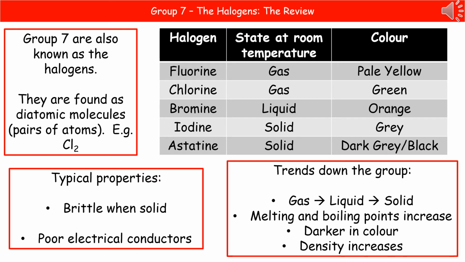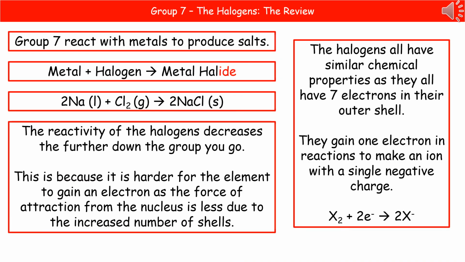And in terms of their colour, they start with a very pale colour, so we go from pale yellow to green to orange to grey to a dark grey black colour. They've got some typical properties that they're brittle when they're solid and they're poor electrical conductors. And then the trends as we go down the group, they change from a gas to a solid, their melting and boiling points increase, they're darker in colour and their density increases.